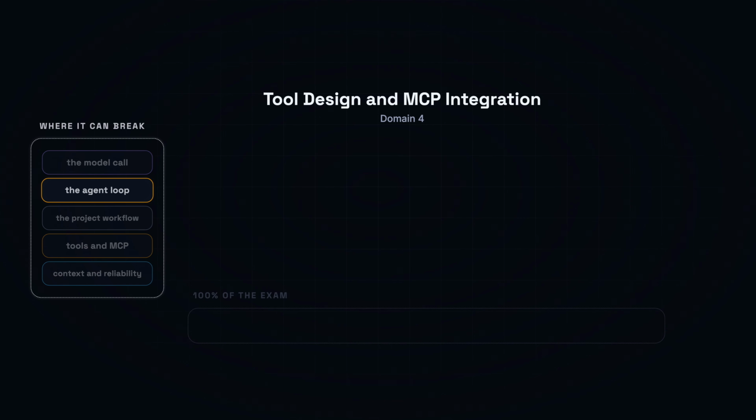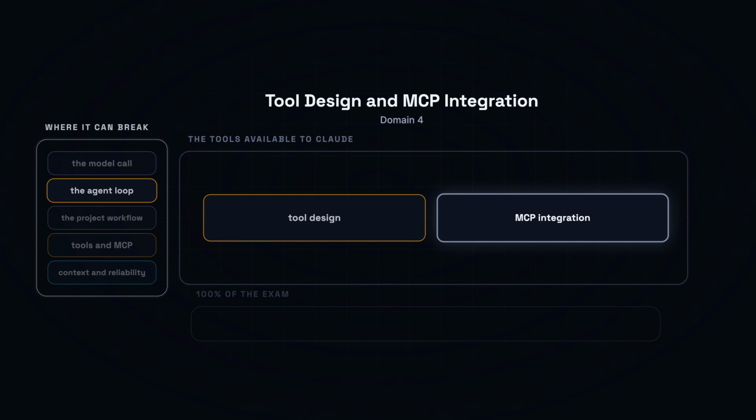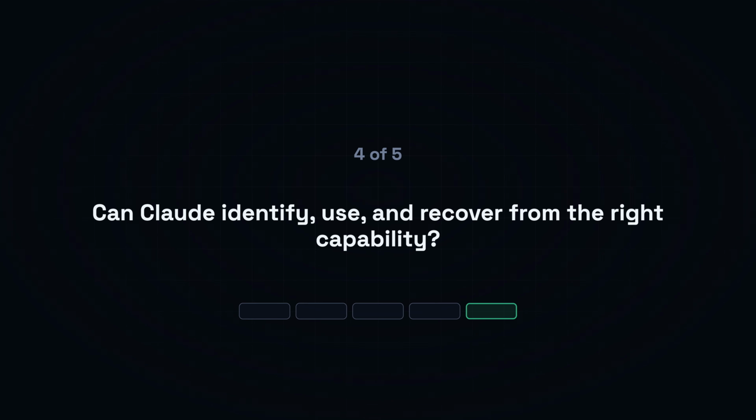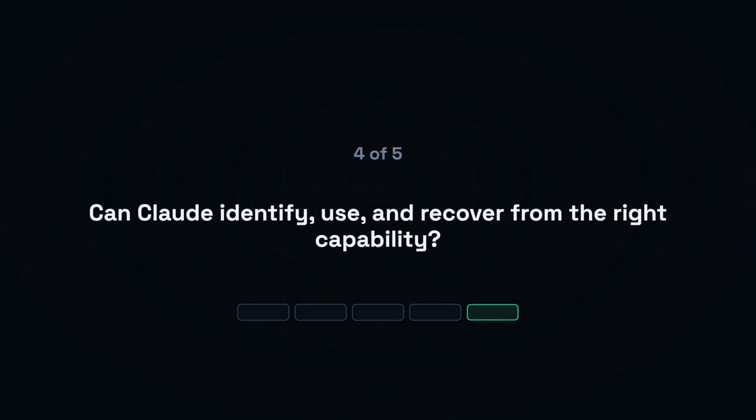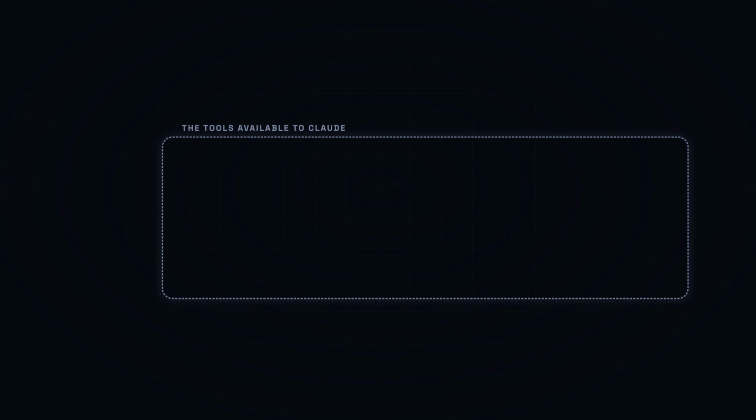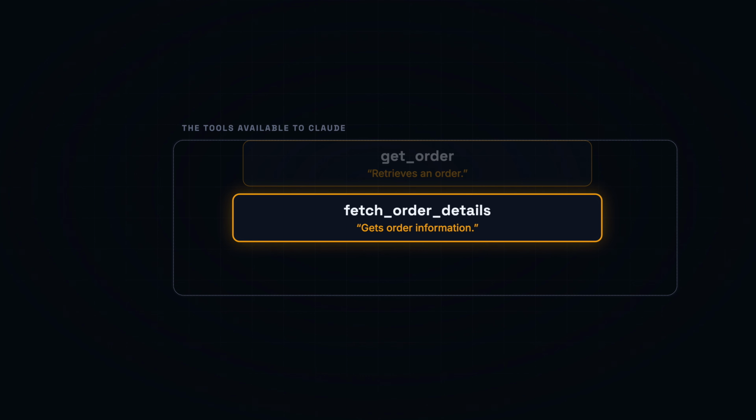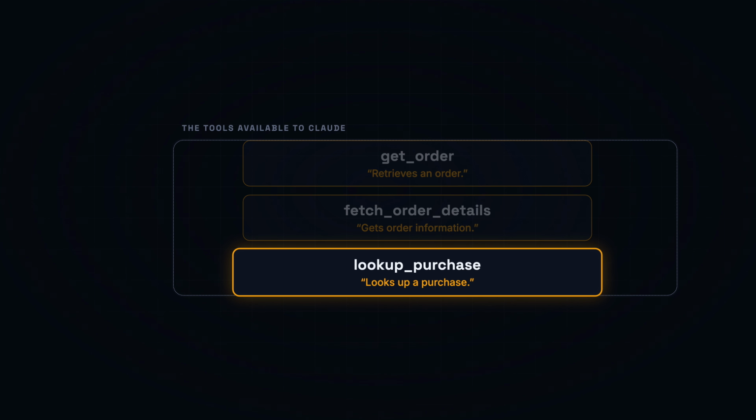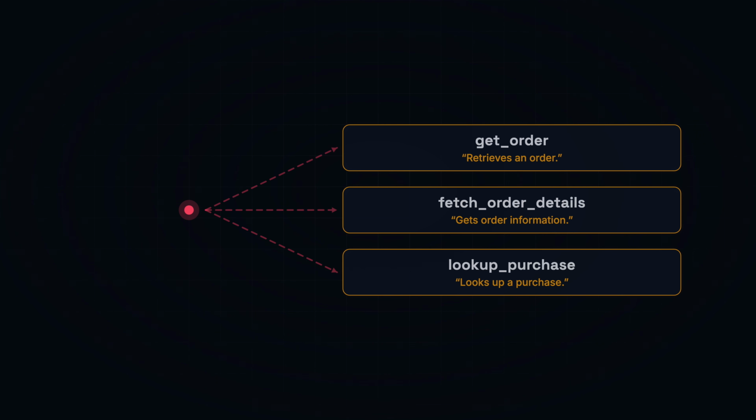Domain 4. Tool design and MCP integration. 18% of the exam. The 4th diagnostic question is, can Claude identify, use, and recover from the right capability? Our refund system exposes 3 tools: get order, fetch order details, and lookup purchase. Their descriptions are almost identical. That is not flexibility, that is ambiguity.